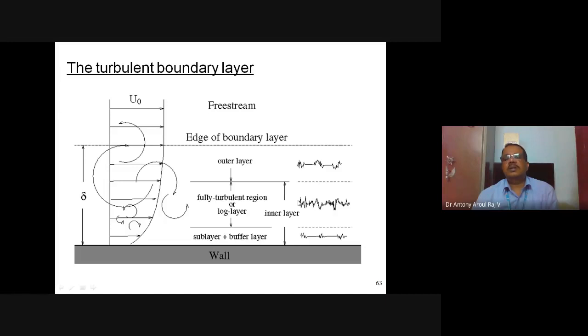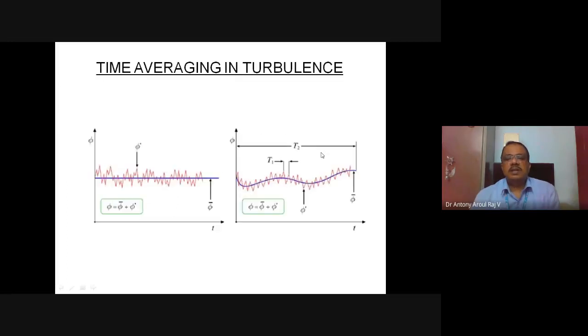That is what I am interested in. So what is the effect of these turbulent fluctuations in the flow field? That is what we are interested in. So this is how we are going to have the turbulence. If it is a turbulent field, the properties are going to vary.